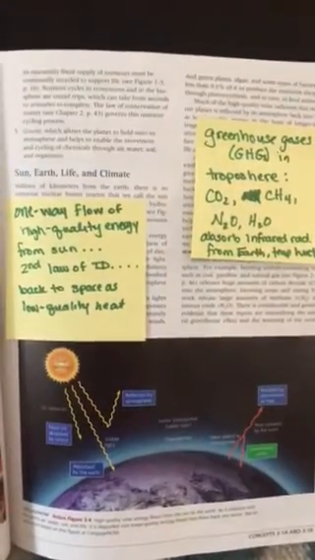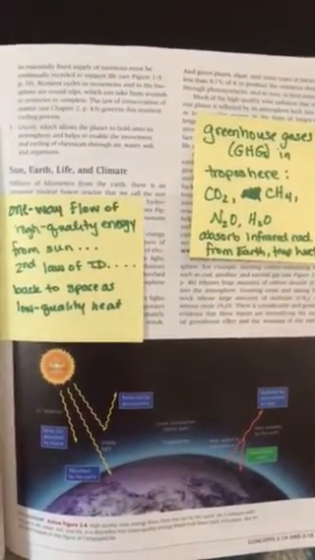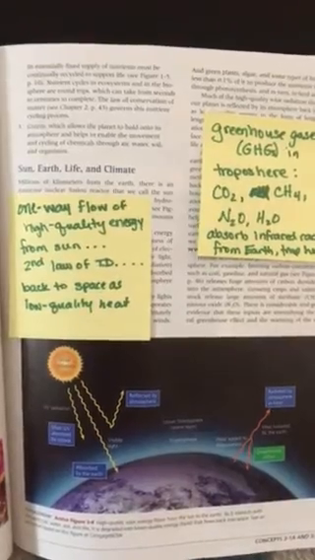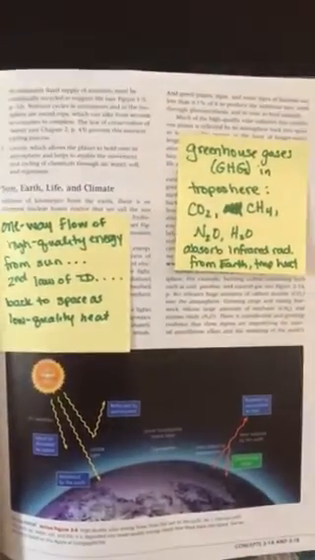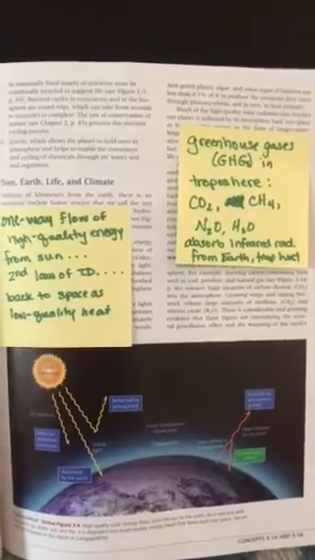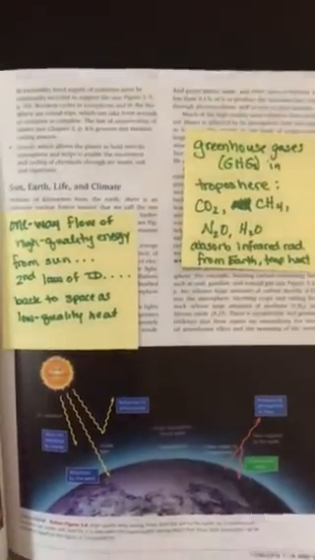Then we get into how this all relates to the sun and climate. If we think back to the second law of thermodynamics, we have a one-way flow of very high-quality energy coming in from the sun, but through lots of different reactions that gets sent back to space as low-quality heat eventually. Later on this same page 57, we have an identification of the greenhouse gases in the troposphere: carbon dioxide, methane, nitrous oxide, and water vapor. They all absorb that infrared radiation, that heat energy from the Earth, and then trap the heat on the planet.